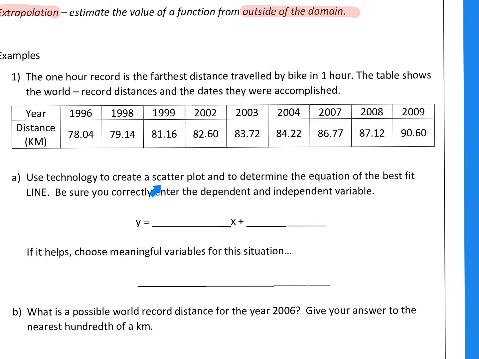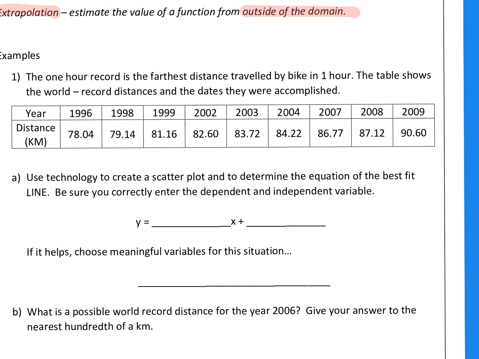So we're going to use technology to create the scatter plot. The first thing you need to do is enter that information into your graphing calculator. So you're going to grab your graphing calculator. Just a quick reminder, you're going to hit Stat and then Edit. Remember, if you need to clear those lists out, you can clear them out. Otherwise, you're going to enter the information in there.